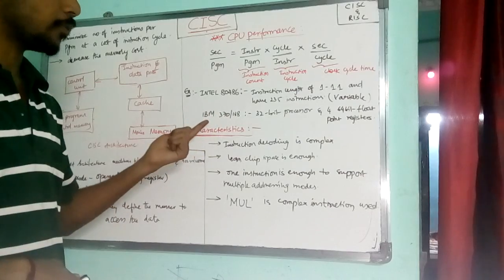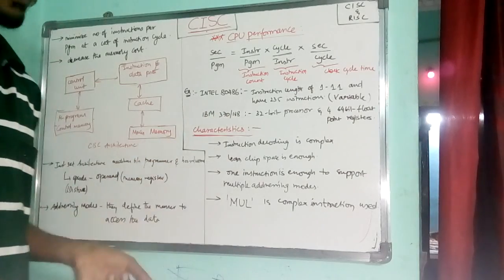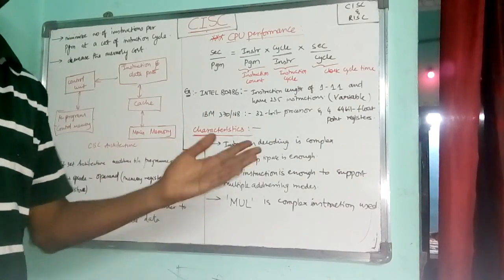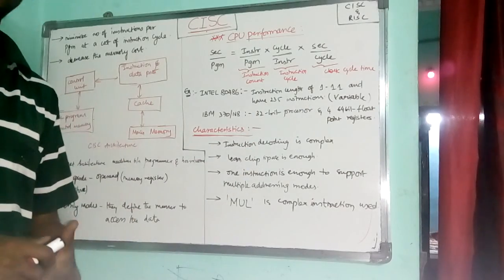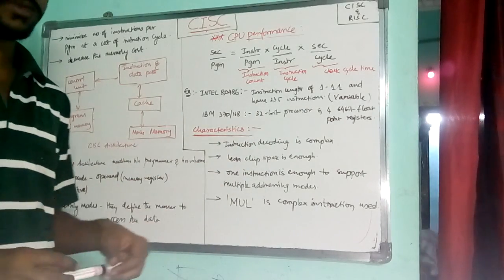The other processor is the IBM 370/168. It is also a 32-bit processor. It has 4 into 64-bit floating point registers along with this 32-bit processor.